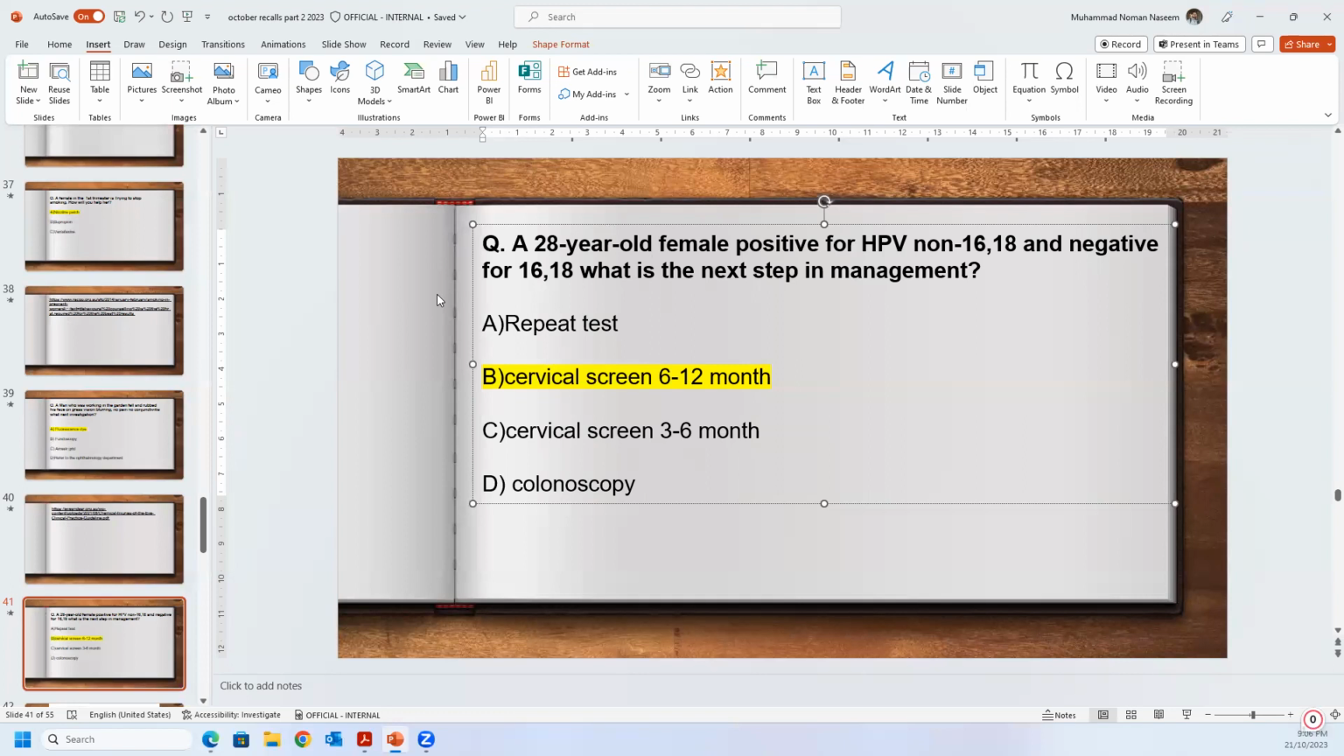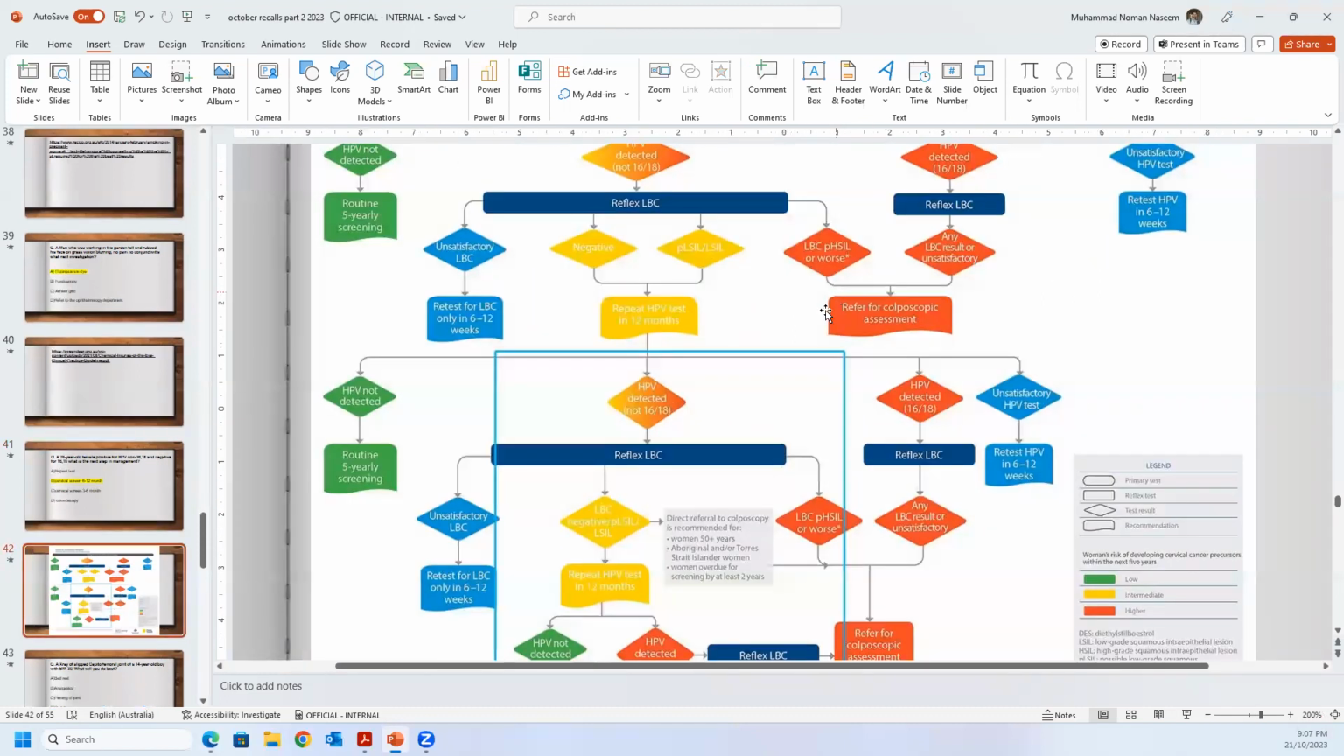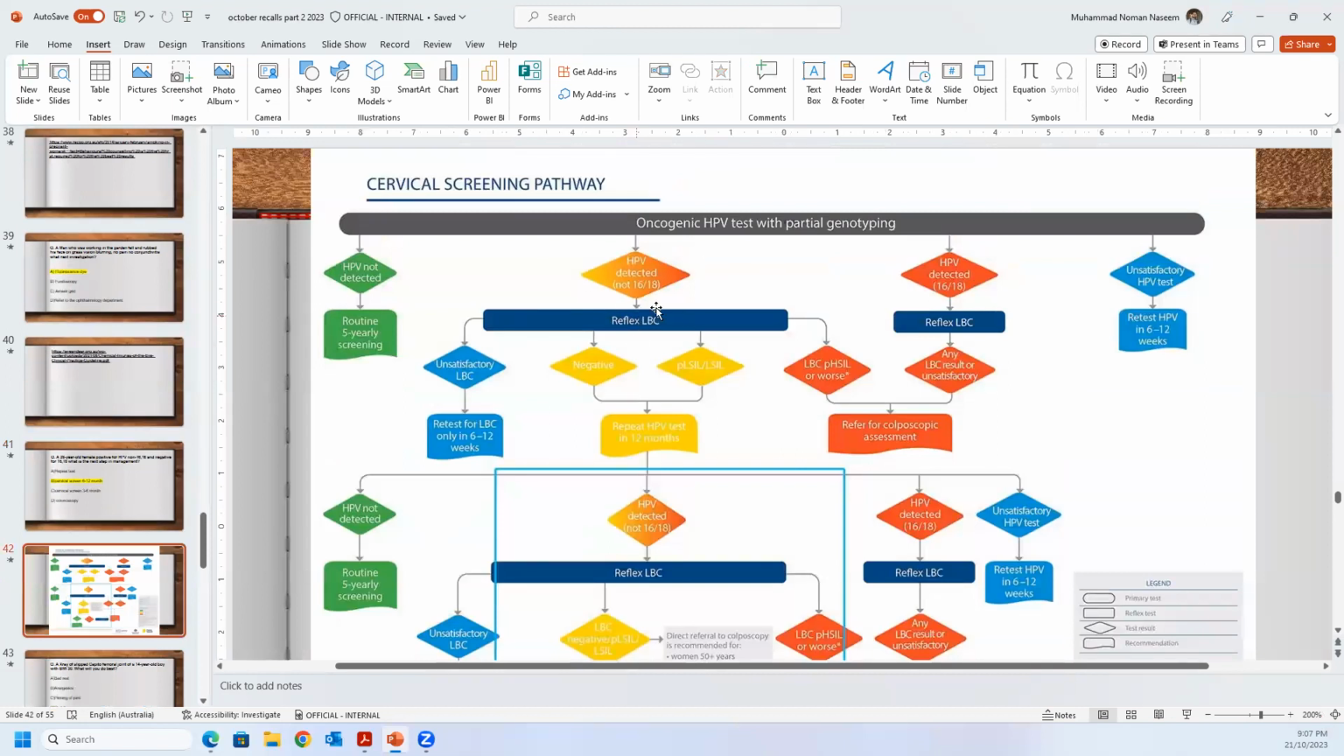If it is positive, we repeat again in 12 months. If it is twice positive in 12 months' time, then we refer the patient to the colposcopy. So if you look over here, this is very tiny. I'm just going to increase the size. We are talking about this one.